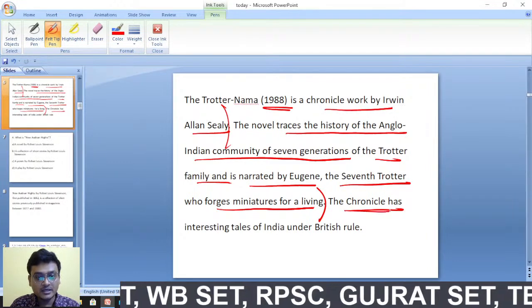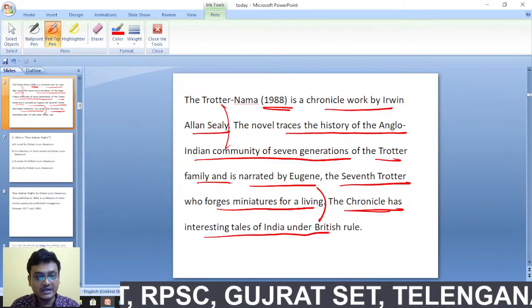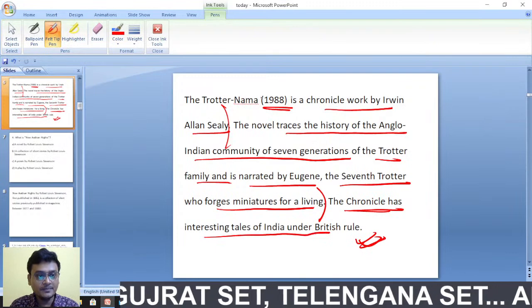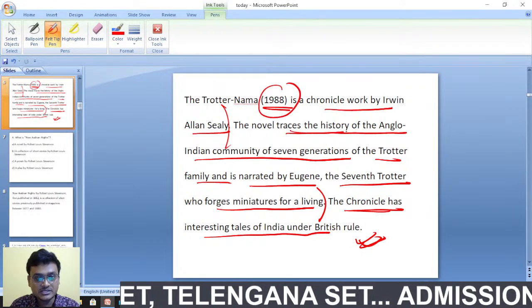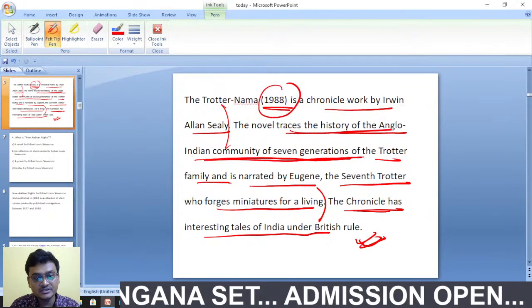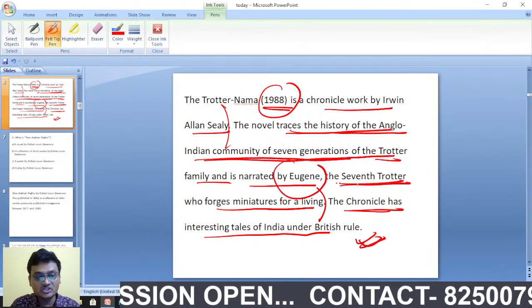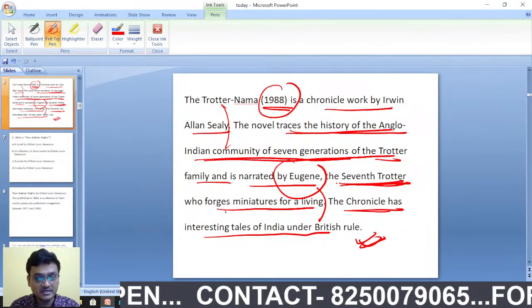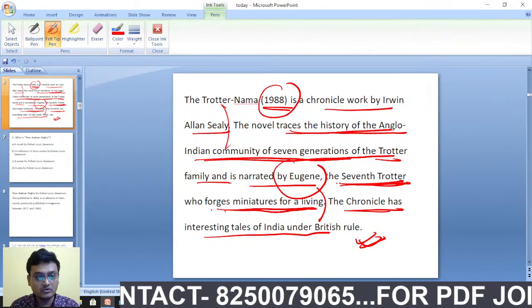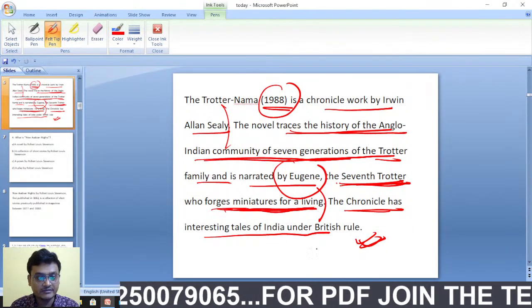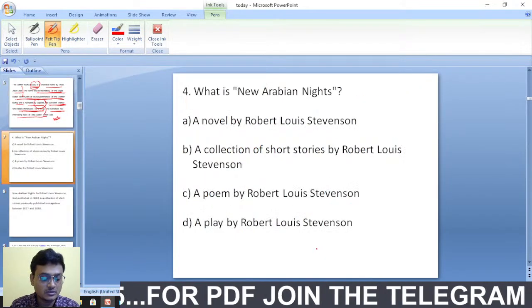The chronicle has interesting tales of India under British rule. It traces the history of the Anglo-Indian community over 7 generations of the Trotter family, and the narrator was Eugene. Eugene was the 7th Trotter, who forges miniatures for a living. It is under the British rule.